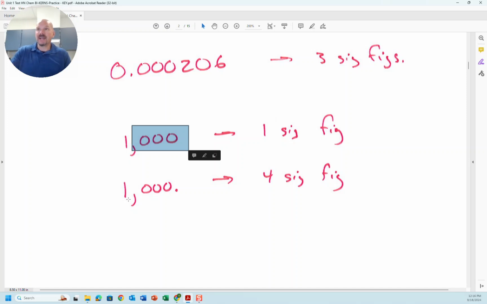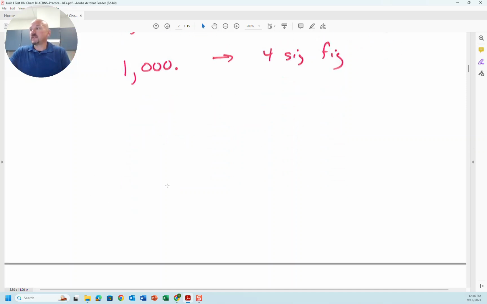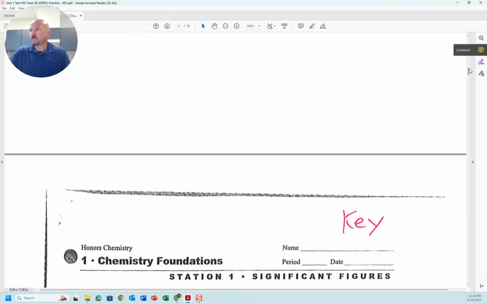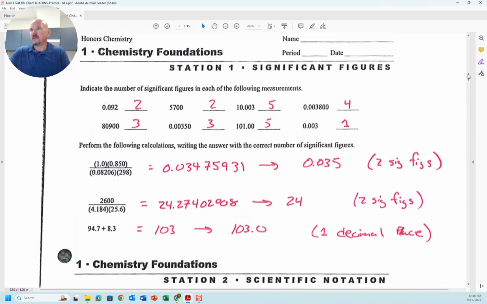You'd have to put it in scientific notation to get the correct number of sig digs. Sometimes you have to do that, all right? But anyway, let's see how we do. So here's our answer key.